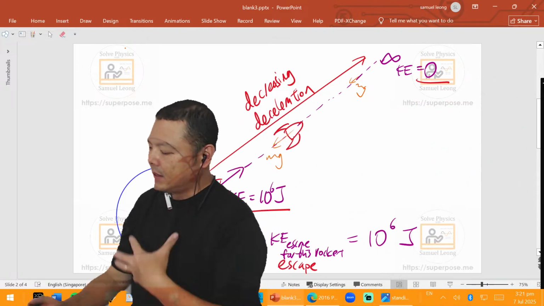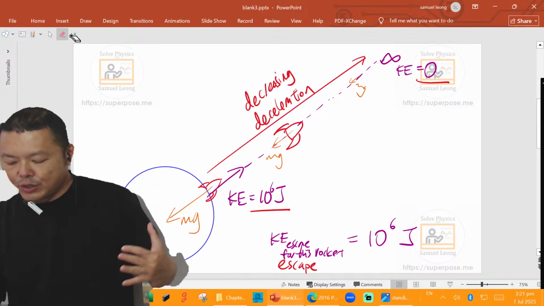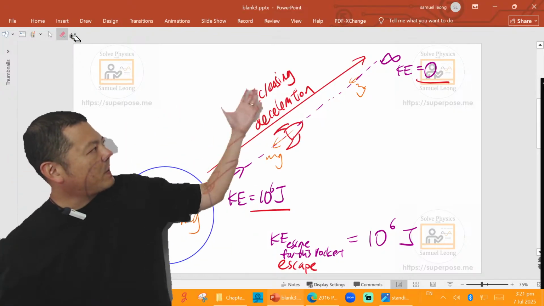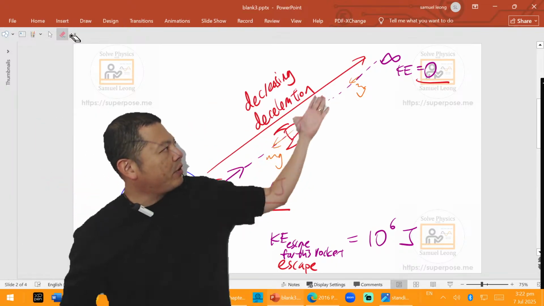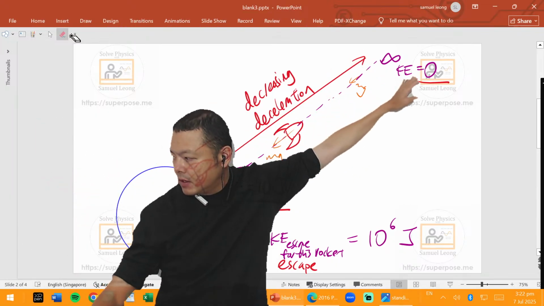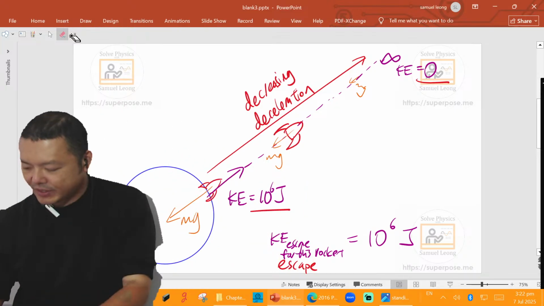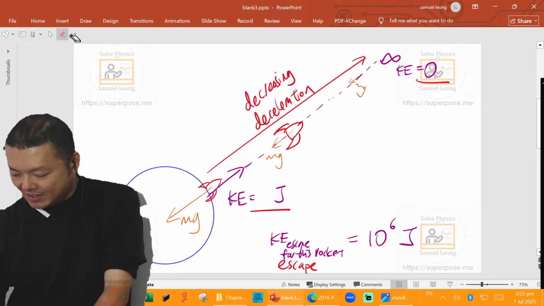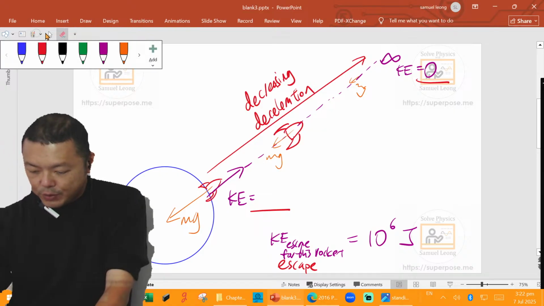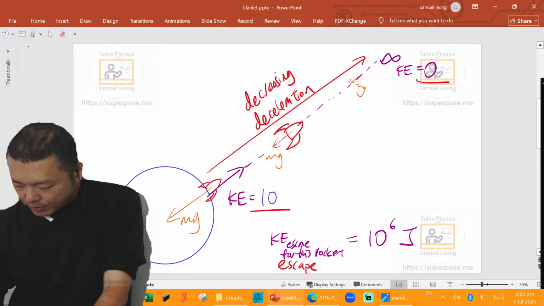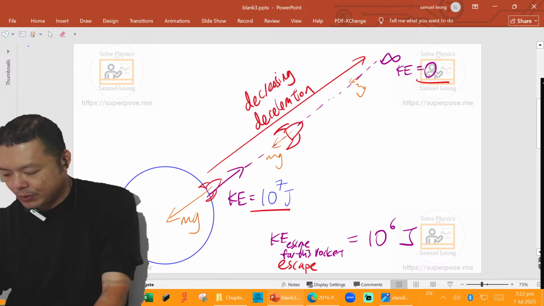Okay, Kenna, you understand this, right? So the rocket will fly to infinity with decreasing deceleration, eventually reaching infinity with a speed of zero. Okay, now I'm going to ask you a different question now. Okay, I'm going to give you 10 to the power of 7 joules.